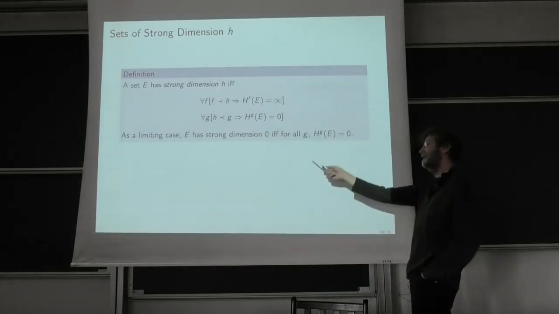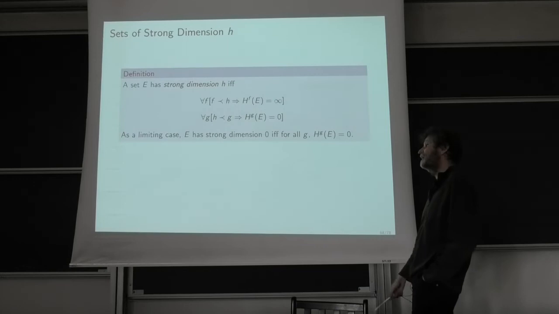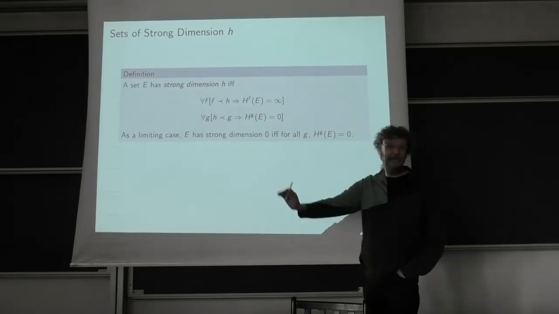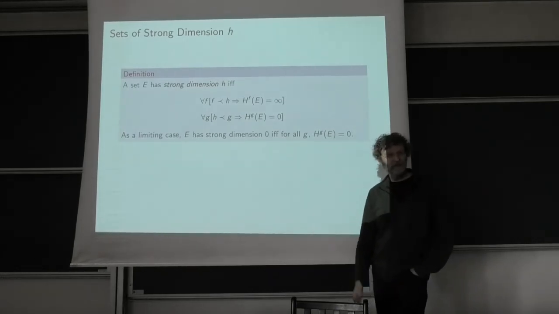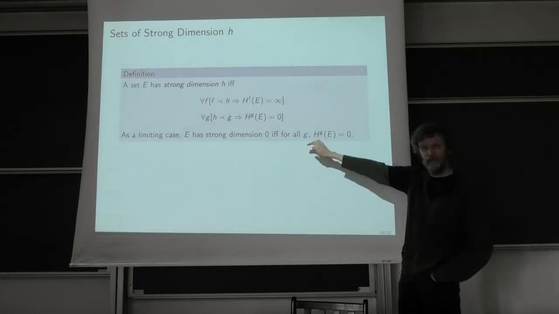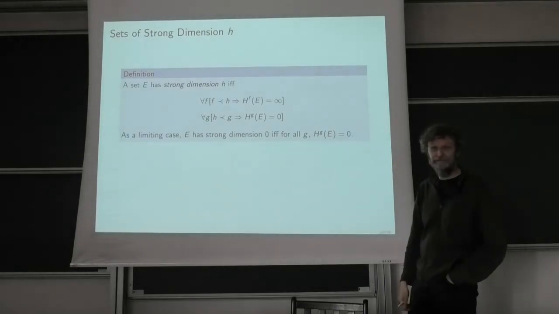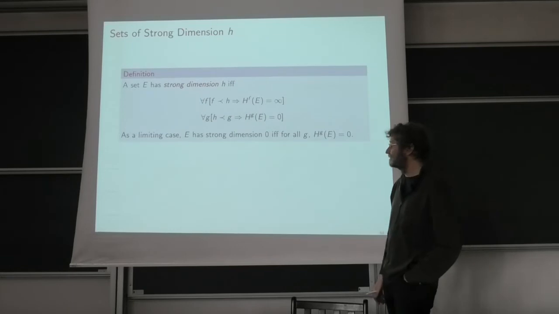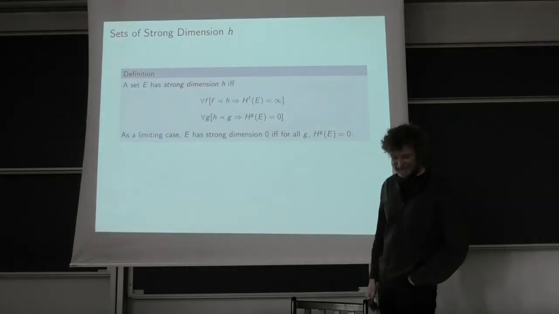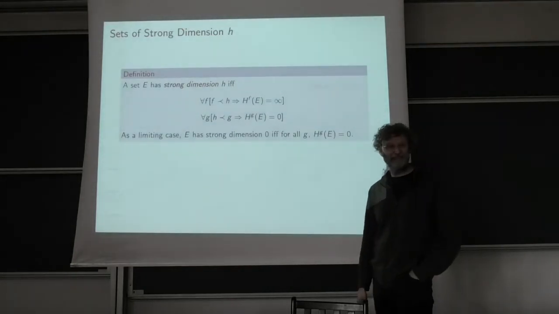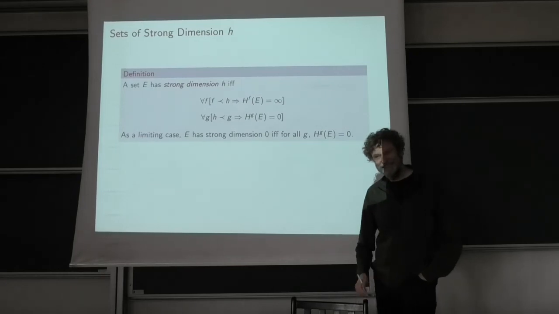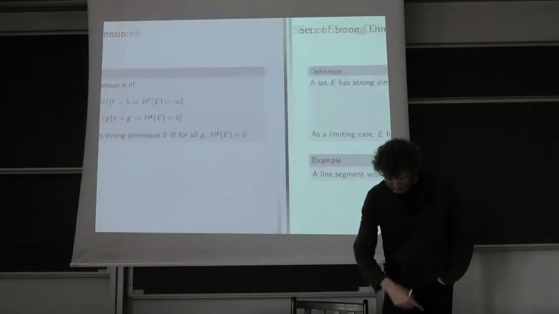Okay, and then there's a limiting case. E has strong dimension 0 if it looks null for every gauge function. There's no gauge function at all that makes E look large. The empty set is an example of a set that has strong dimension 0.